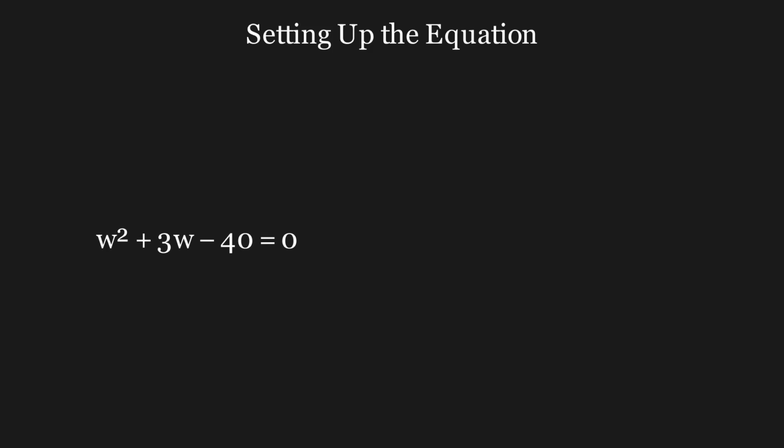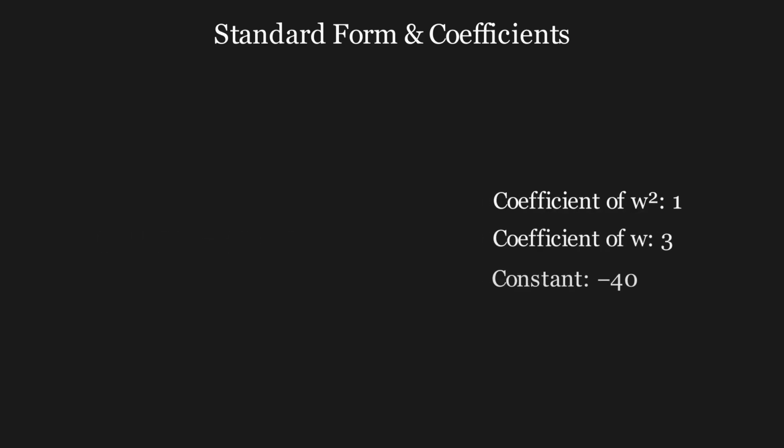To work with it properly, we move everything to one side so it equals 0. w squared plus 3w minus 40 equals 0. This is called standard form. A squared term, a middle term, and a plain number, all set equal to 0. The numbers multiplying each term have a name too, coefficients. Here, the coefficient on w squared is 1, the coefficient on w is 3, and the plain number, sometimes called the constant, is negative 40.